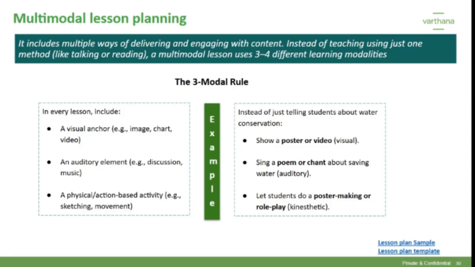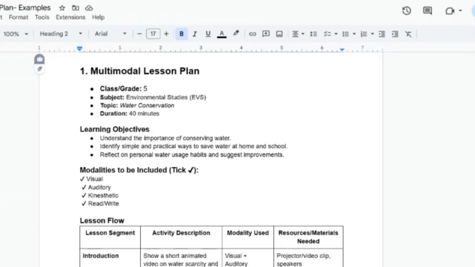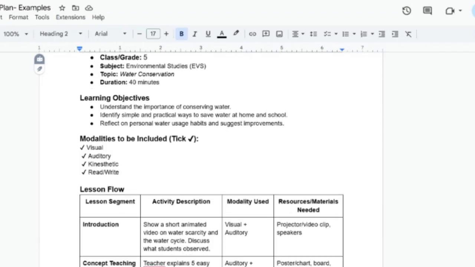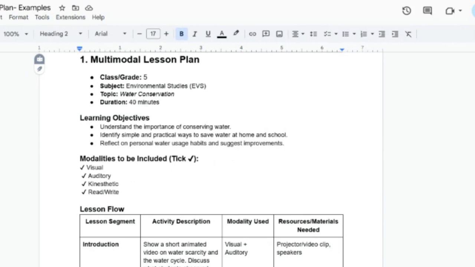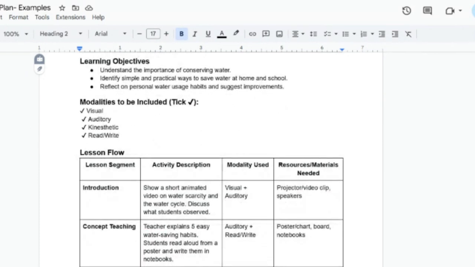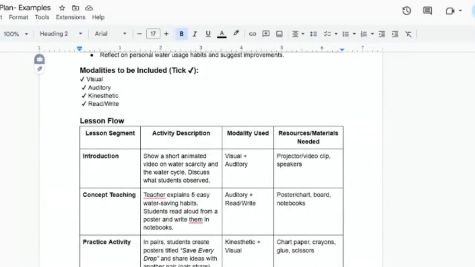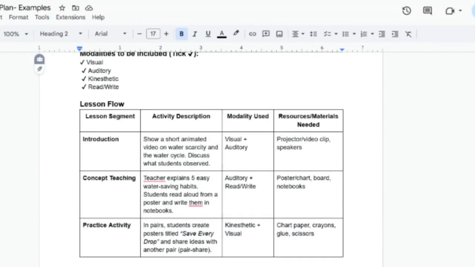So I will be showing you a multimodal lesson plan format. This will be shared in the group also. So you can design your lesson plan, or keep in mind these things when you're going to teach the lesson through multimodal lesson planning. This is for class 5, subject EVS, topic water conservation, duration 40 minutes. You have set your learning objectives here, that is what they have to learn at the end of the class. And what modalities you want to include here. Here I have used 4. At least stick to 3 modalities, or any other things you can add also.